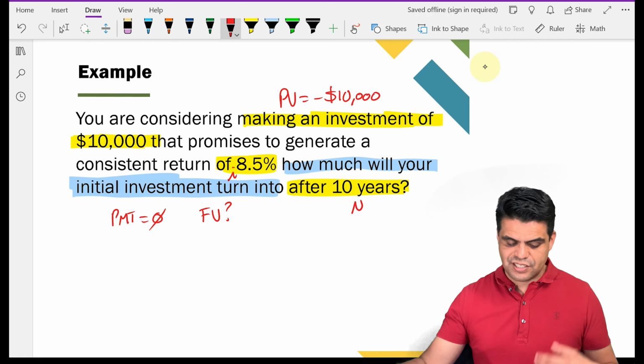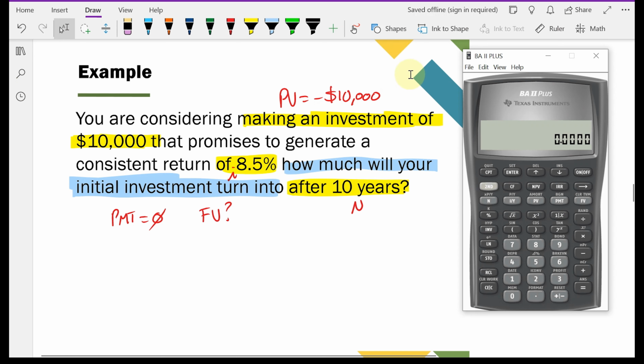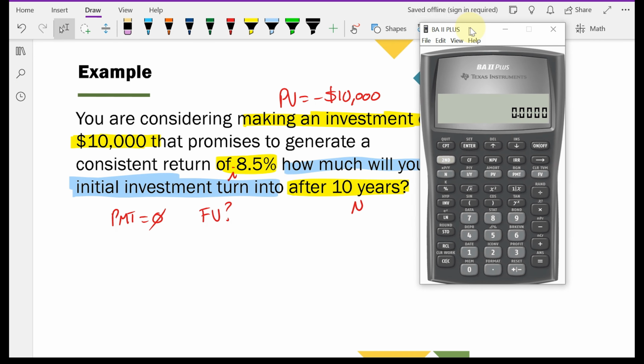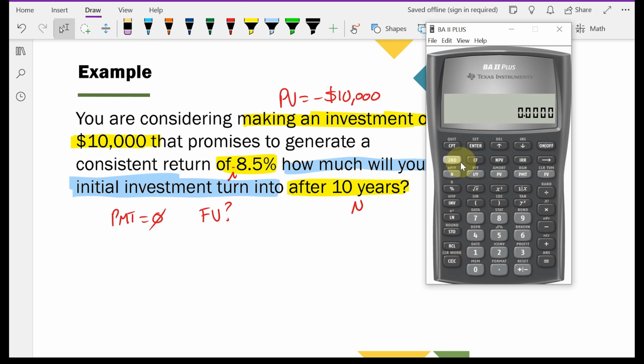So let's grab our financial calculator here and let's put in our terms. As always, I'm going to clear my time value of money to make sure there's nothing there. I'm going to start from left to right. We have 10 years, an interest rate of 8.5% per year. The present value, that's what our investment started with, we said is going to be negative. There are no payments. So here's your last chance.